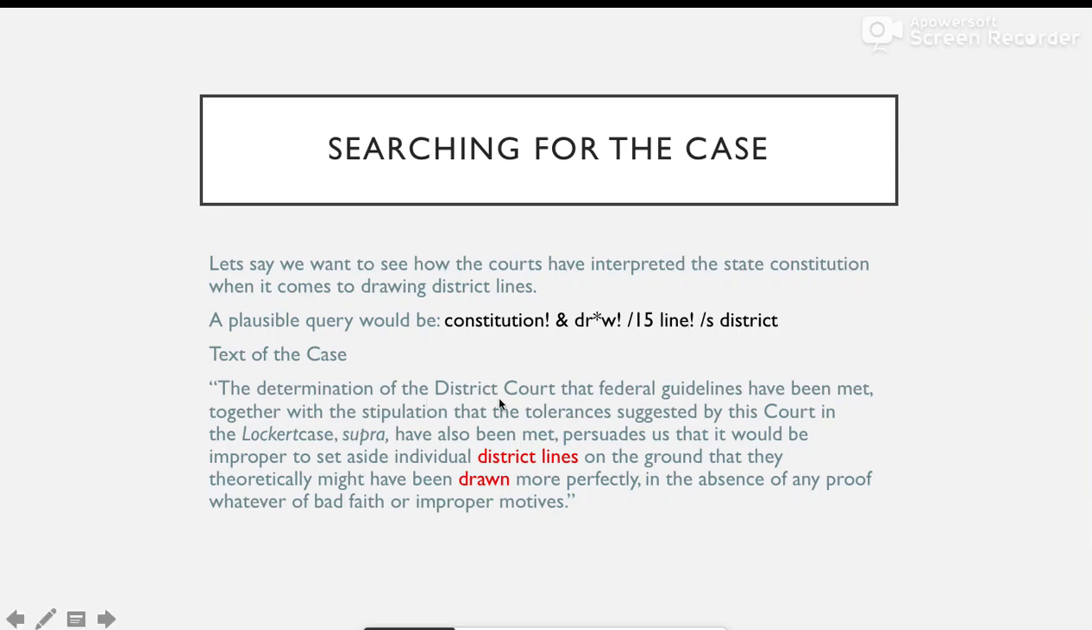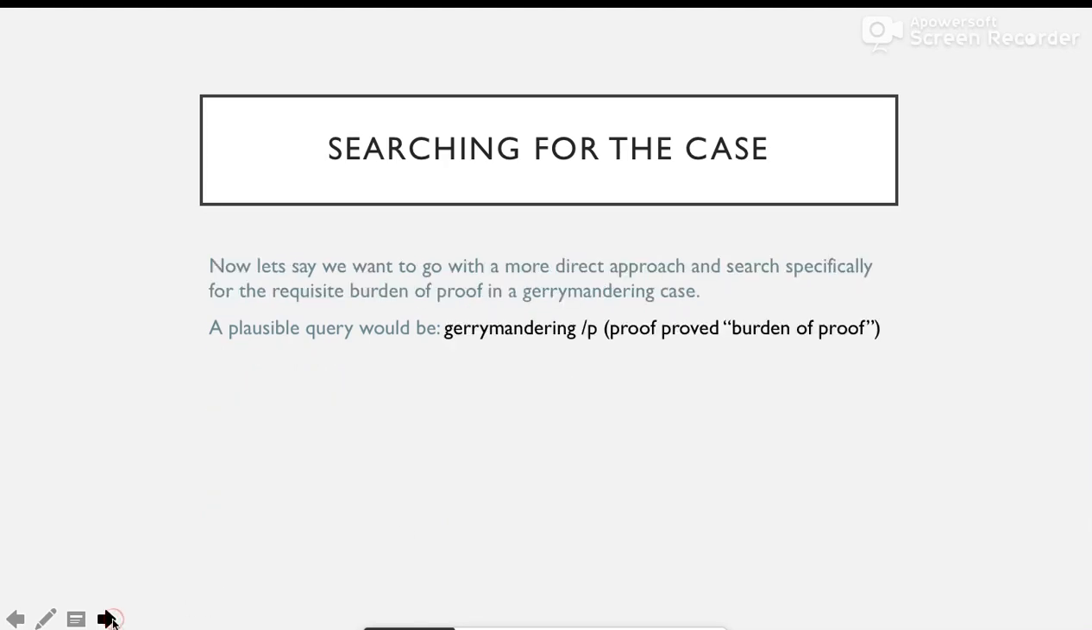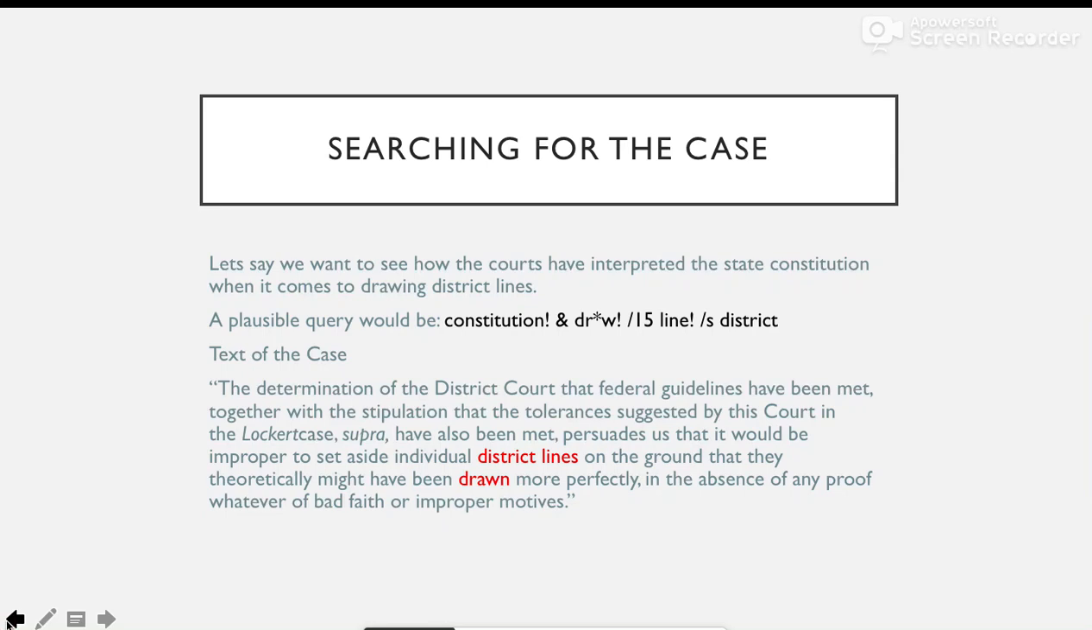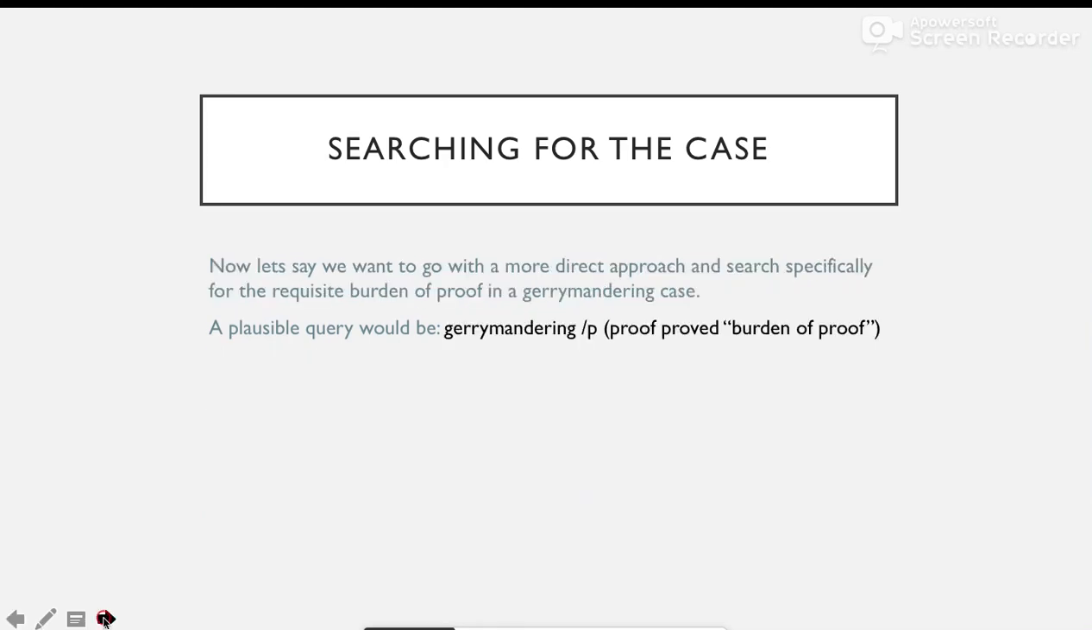And then obviously these are within 15 words of a variation of draw. It ended up being drawn. So also, if you type in this query, our case will be the first search result that pops up. Okay, so let's do a different query.